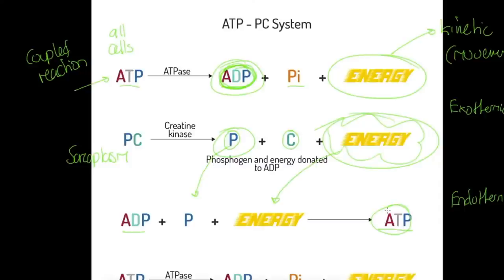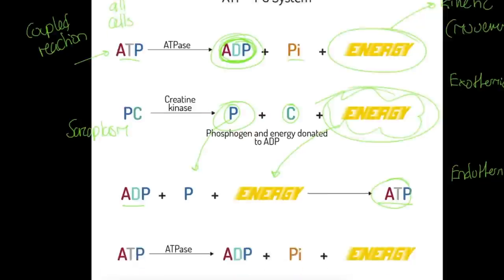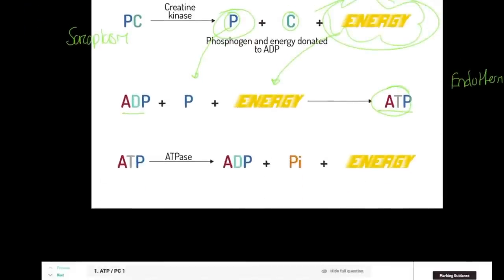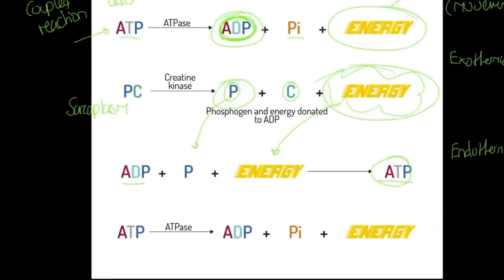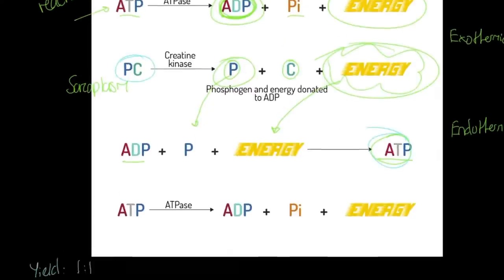So a couple of things that I'd really, really like to emphasize about this system, okay? And I haven't left myself much space, so I'll squeeze it in here. So first of all, we've got an energy yield of 1:1. Okay, what do we mean by that? Well, we mean that for one phosphocreatine, we get one ATP. We've got an energy yield of one.